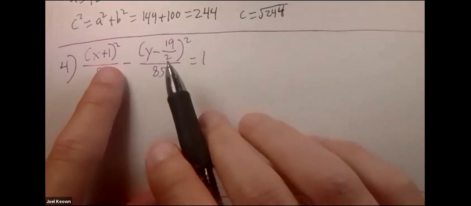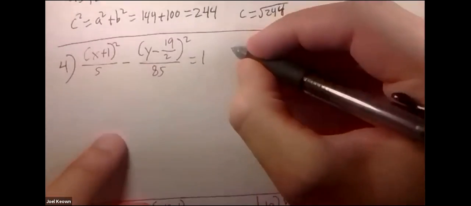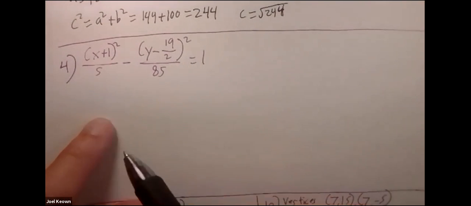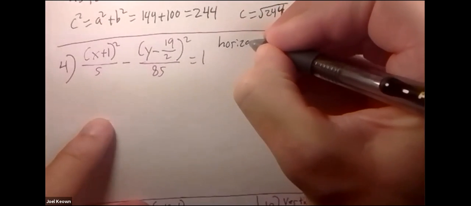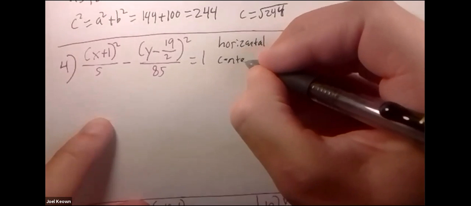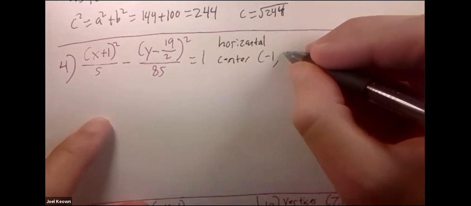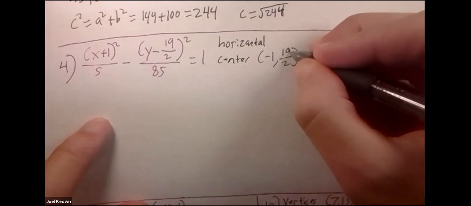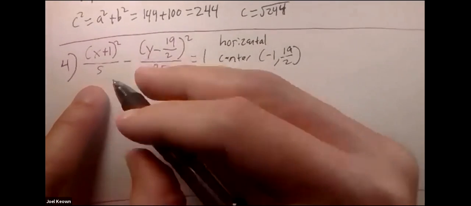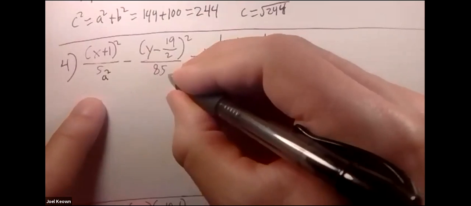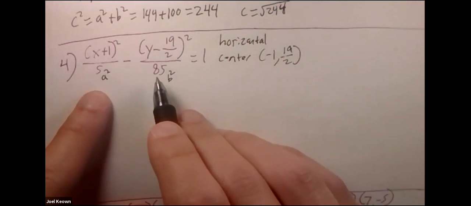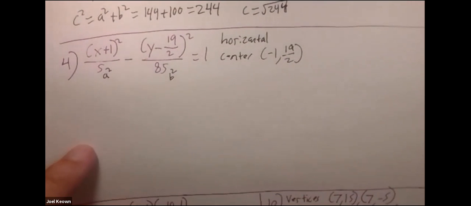Same way. The only difference is I have values up here, so I do have a center. Before I do that though, is this vertical or horizontal? Well, the x comes first, so this one is horizontal. The center is at negative 1, 19 over 2. This 5 is my a squared. This is my b squared. Notice my a squared is smaller than my b squared. That's okay for a hyperbola.